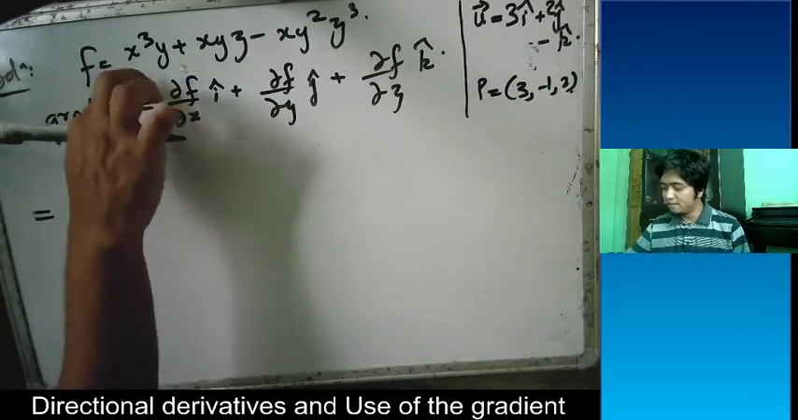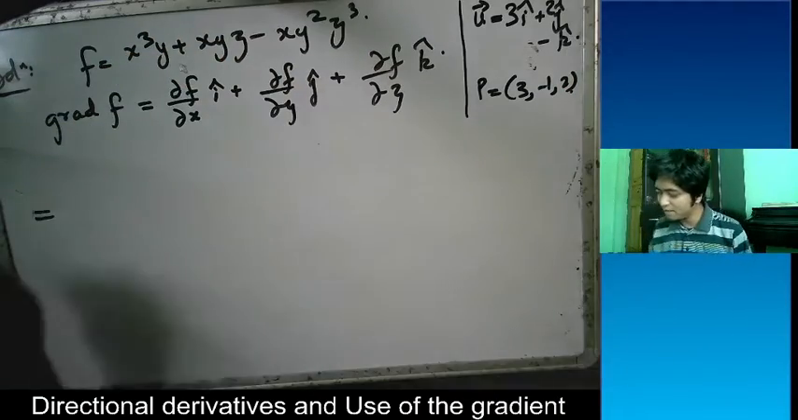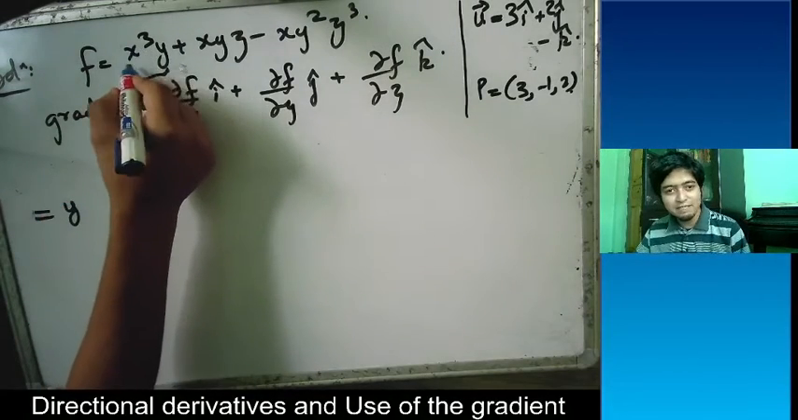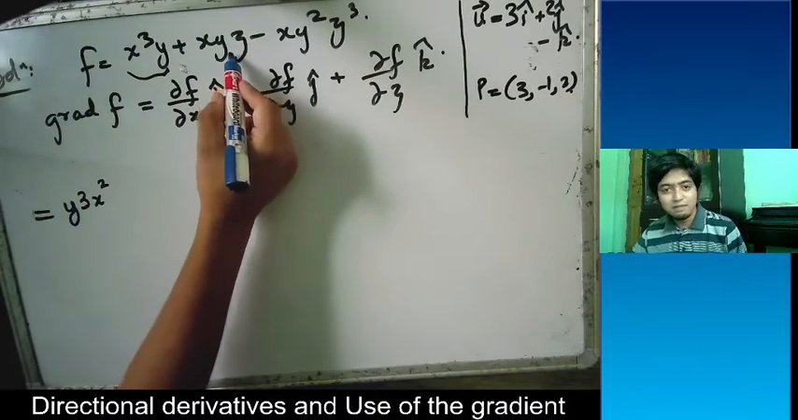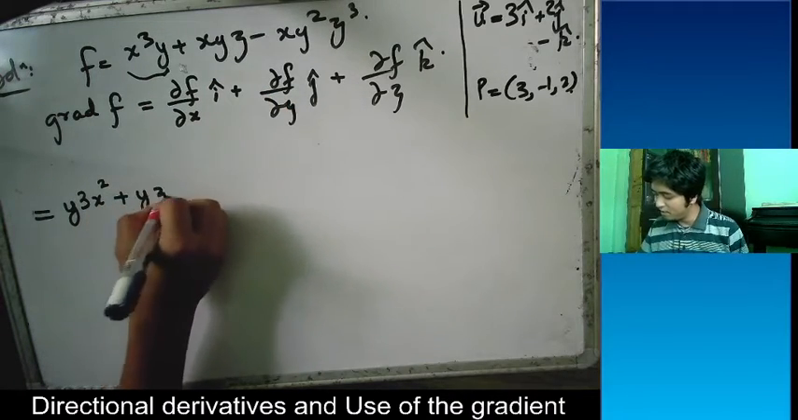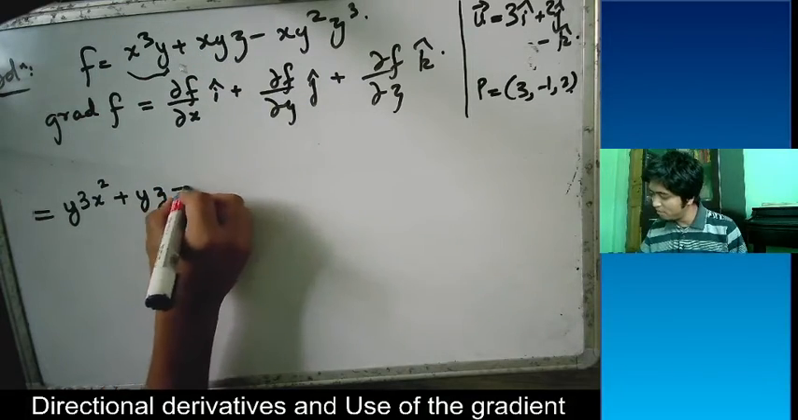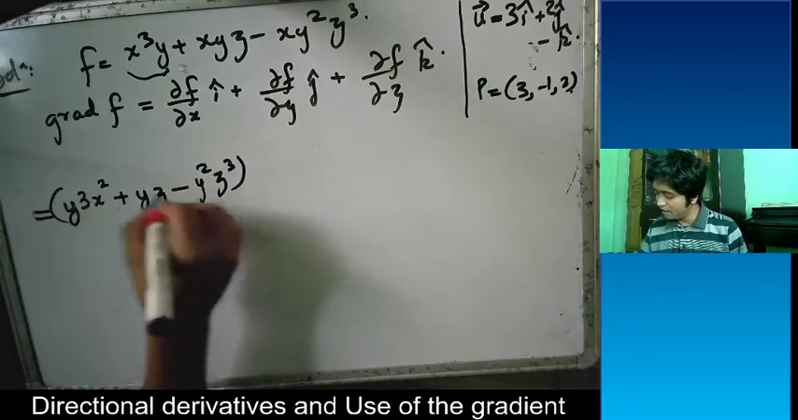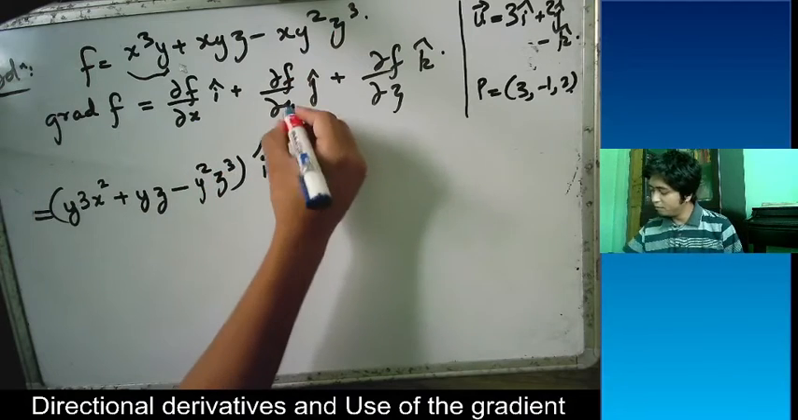So del f del x: differentiate this whole thing with respect to x. y over here can be taken as constant. Differentiation of x cubed will be 3x squared. Differentiating x partially with respect to x, y and z can be taken as constant, and differentiation of x will give you 1, so I'm not writing it down. Similarly, over here will be y squared z cubed i. So this is just del f del x, plus del f del y.